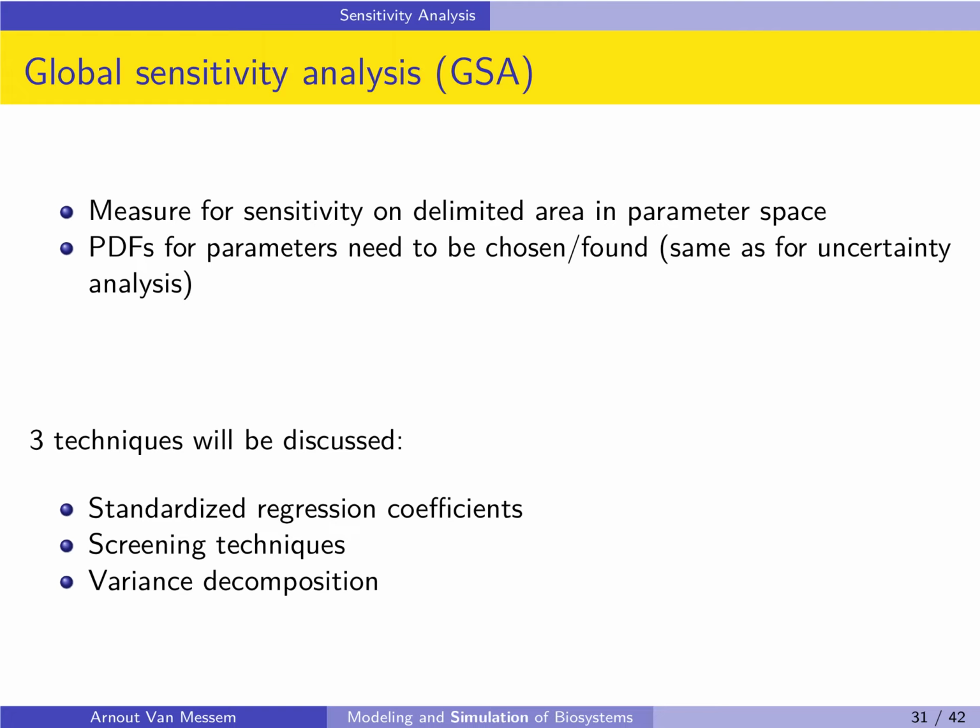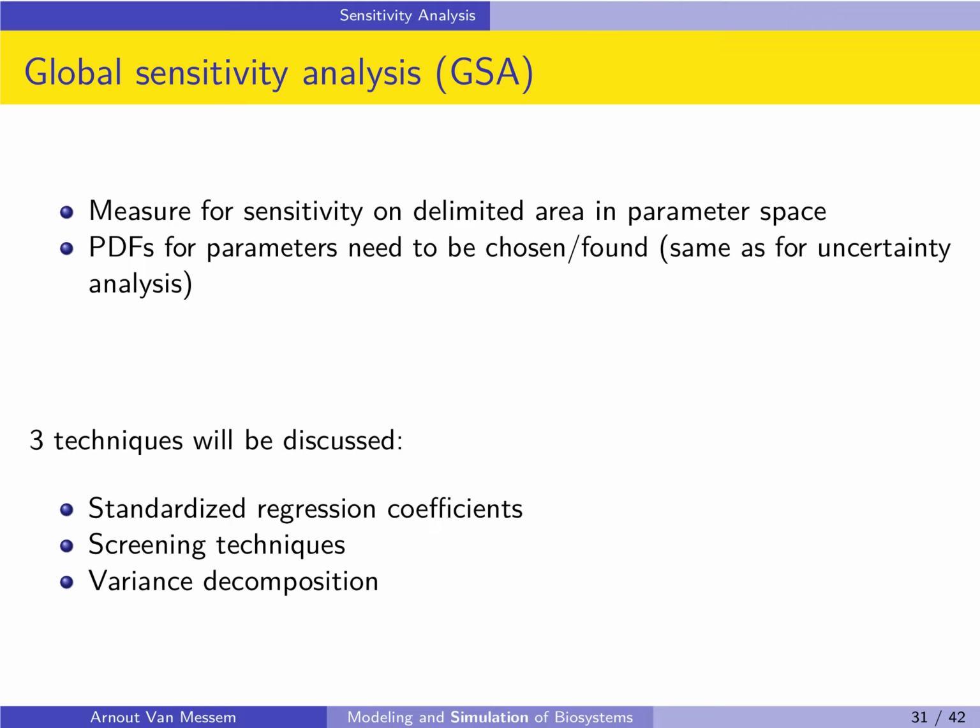Next, let us take a look at global sensitivity analysis. In global sensitivity analysis, we will look for a measure for the sensitivity on a delimited area in the parameter space. So we will look at a very specific region in our parameter space and try to see how the parameter is behaving on this area.